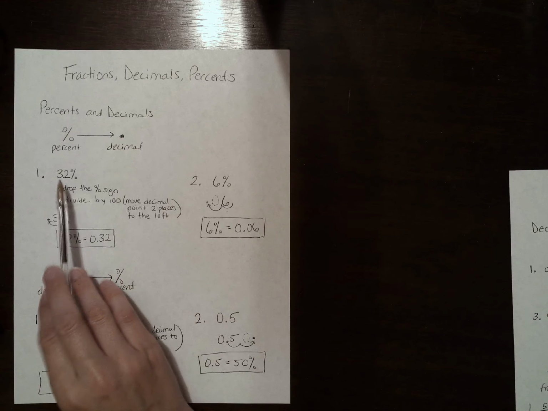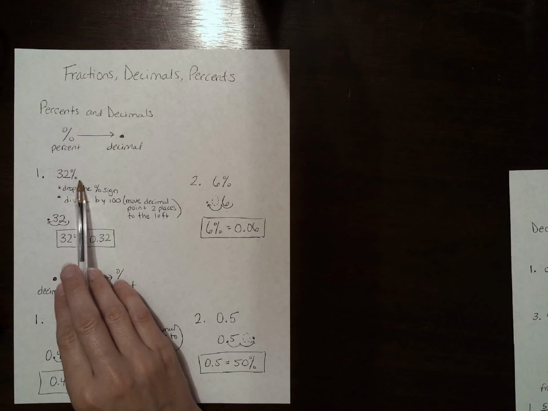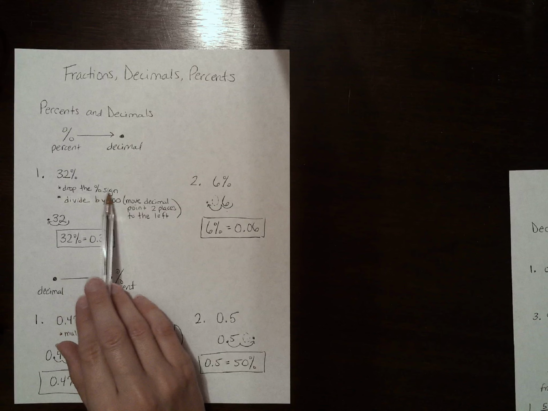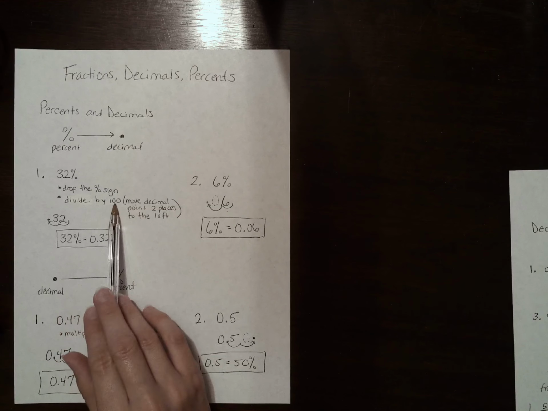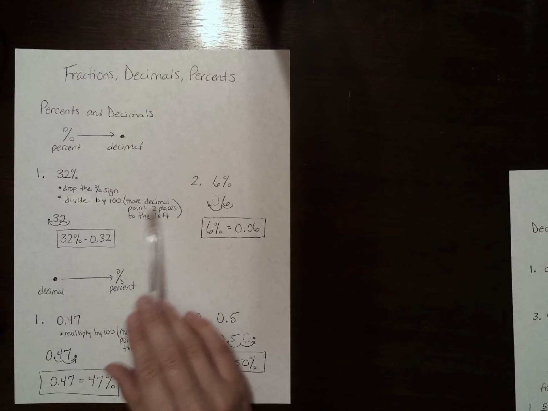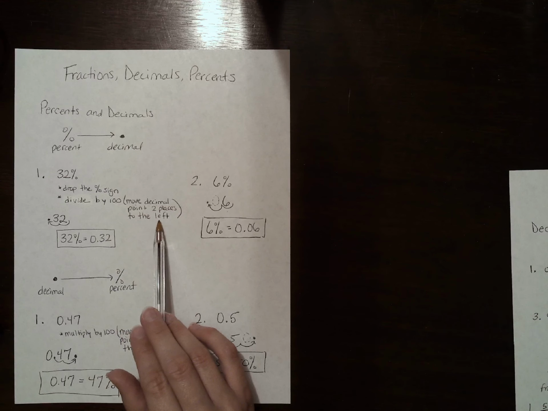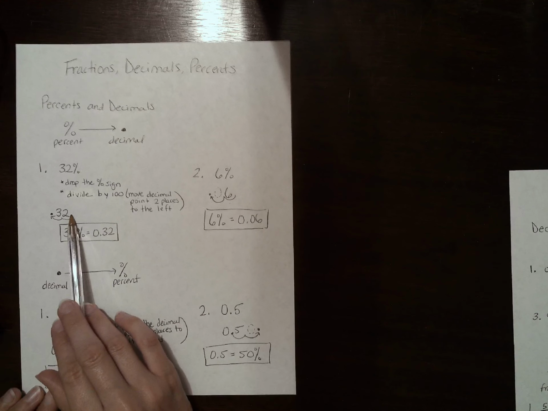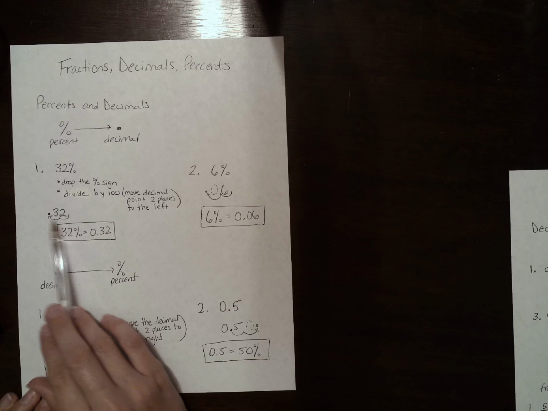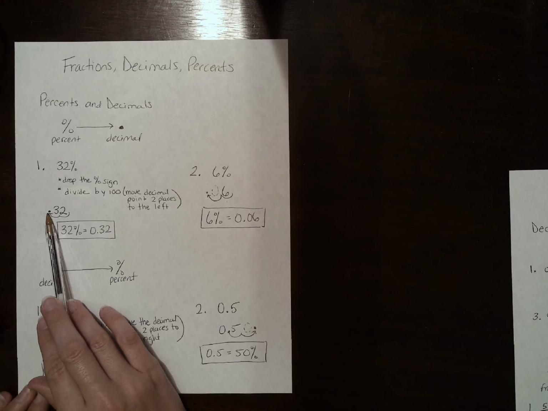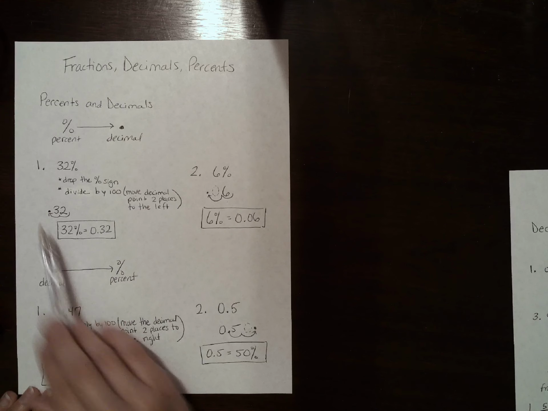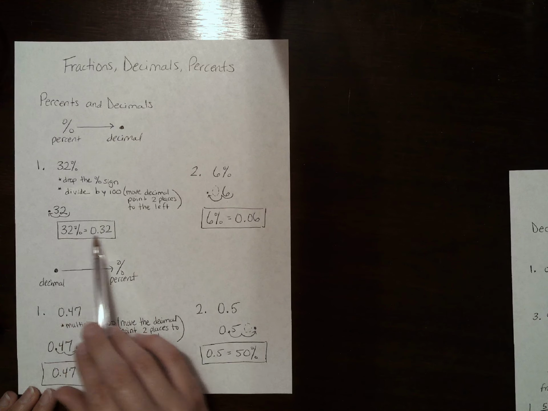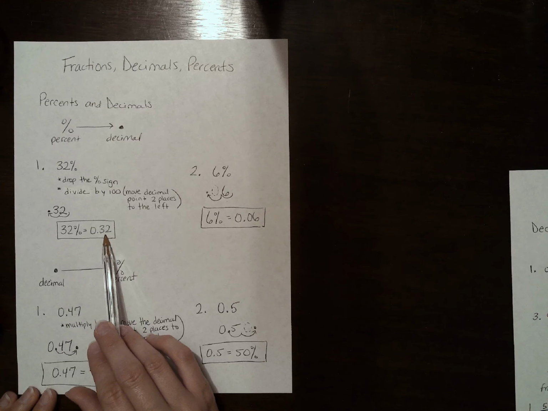Number 1. 32%. You are first going to drop the percent sign and then divide by 100, which means move the decimal point 2 places to the left. So you're going to write down 32 without the percent sign. You're going to move the decimal point 2 places to the left. Now the decimal point is in front of the 3. So 32% is equal to 32 hundredths.